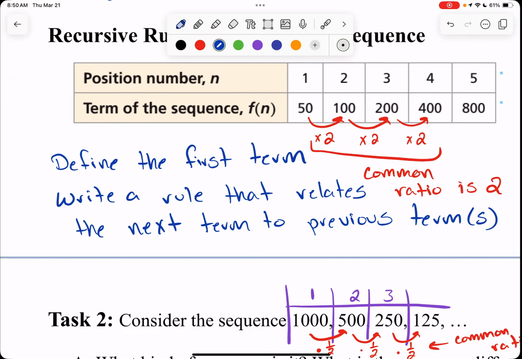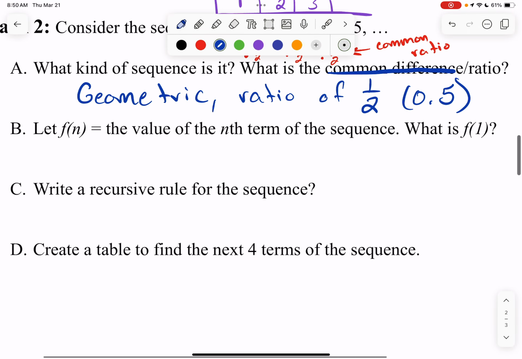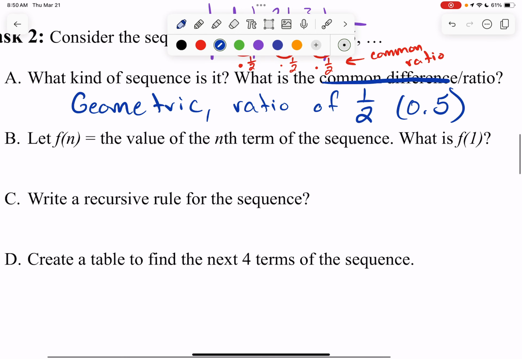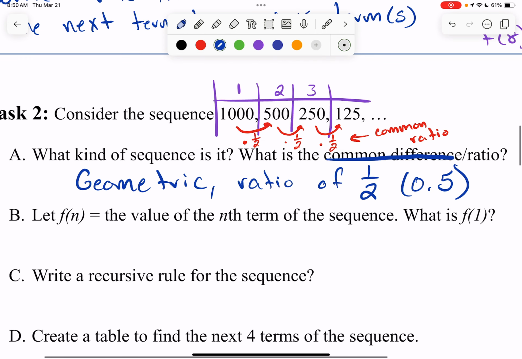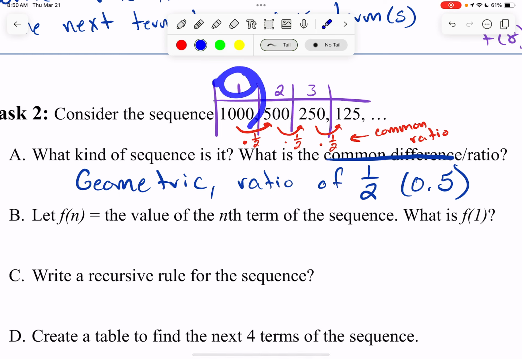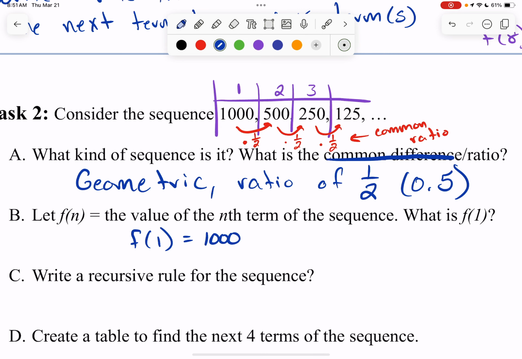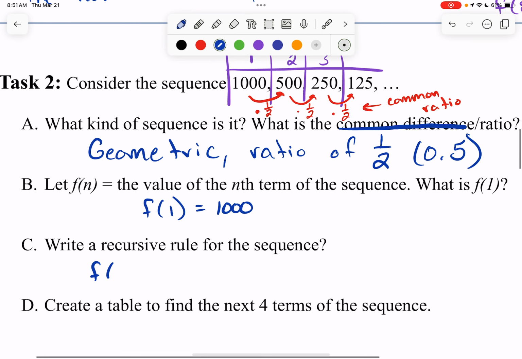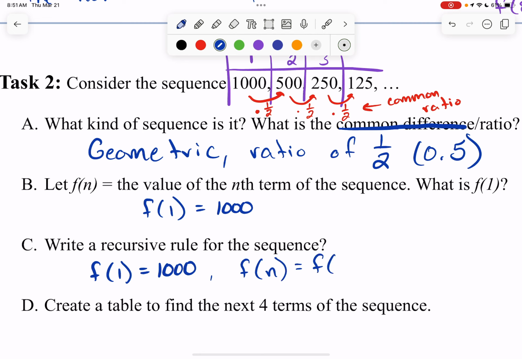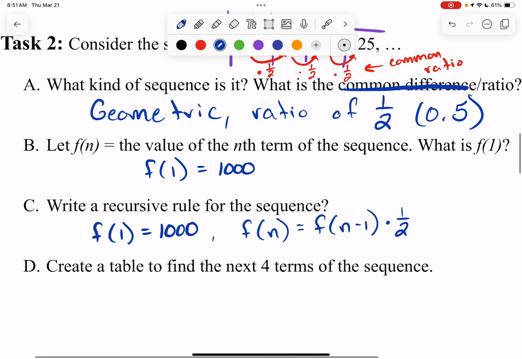Okay, the next part, part B: let f of n be the value of the nth term of the sequence. What is f of 1? Do you see how writing that table really helps? Because the first term is 1,000, my f of 1 is 1,000. So write a recursive rule. Well, I'm kind of halfway there. For a recursive rule, I write the first term is 1,000. And then to get to the next term, I take the previous term, f of n minus 1, and multiply it times 1/2.